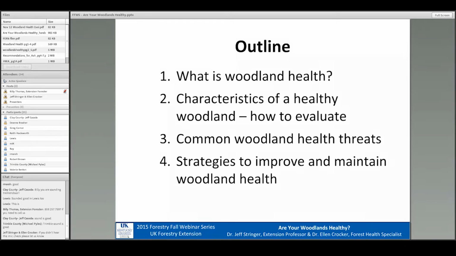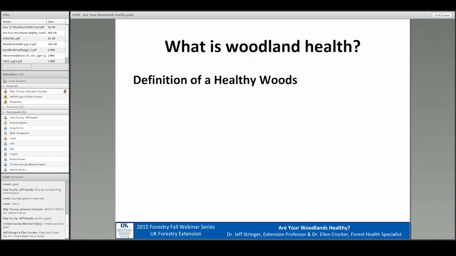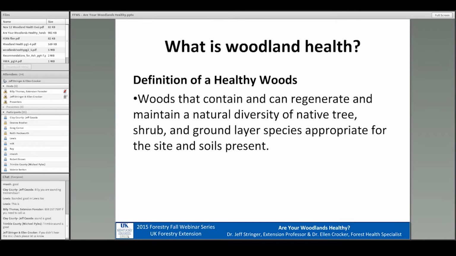One of the things we want to talk about is what is woodland health. So I'll present you with the definition here. It's woods that contain and can regenerate and maintain a natural diversity of native tree, shrub, and ground layer species appropriate for the site and soils present. Now, I'm going to try to highlight some words here that are kind of important, okay?